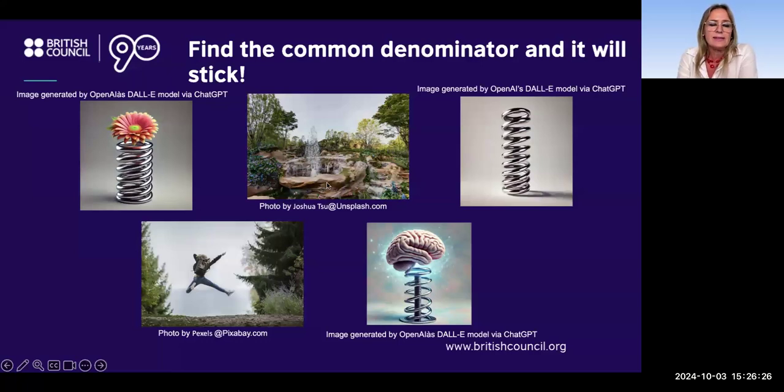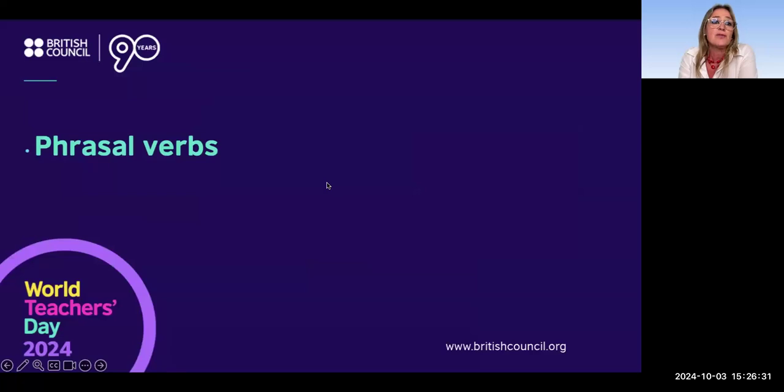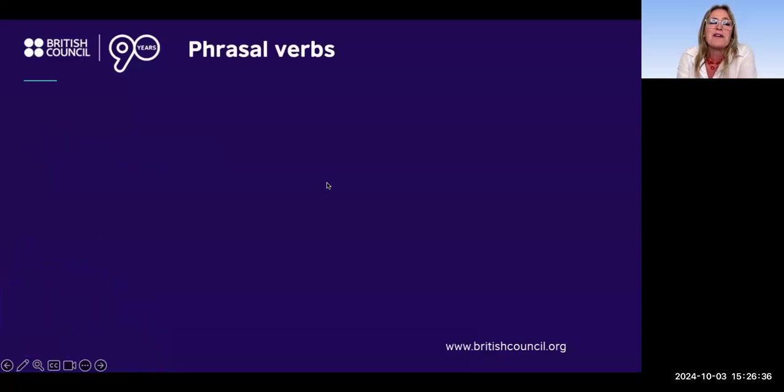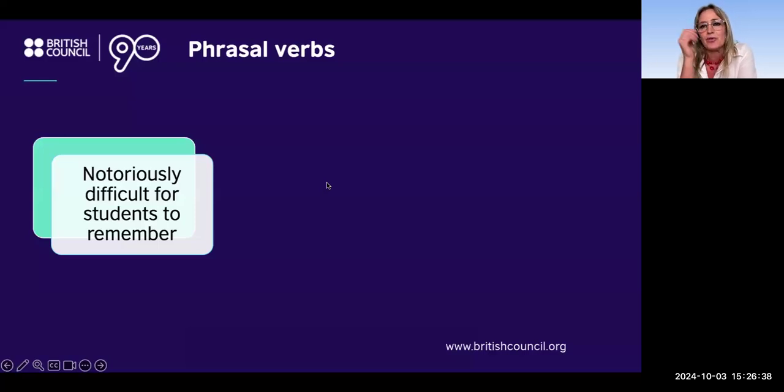Another area where visuals are extremely useful is for teaching phrasal verbs. All of you know that phrasal verbs are notoriously difficult for our students because there are so many. They have multiple meanings. Again, they can be polysemous. Just think of take off: it can mean remove, like take off your jacket, but it can also be a plane that takes off. So two very different meanings, or they may have different constructions.